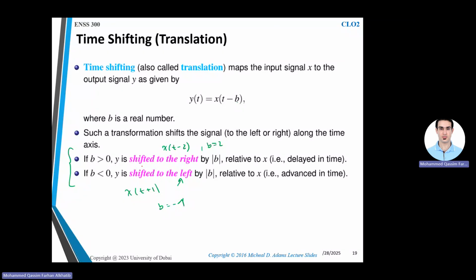Okay, so here it means that this is the general expression with a minus sign. Now check the sign of B. If it's larger than 0, then expression is going to be t minus B, then that's shift to the right. Now, if B is less than 0, that's a negative number, it becomes x of t plus B. That's shift to the left. Sorry, shift to the left. Plus sign, shift to the left. Okay.